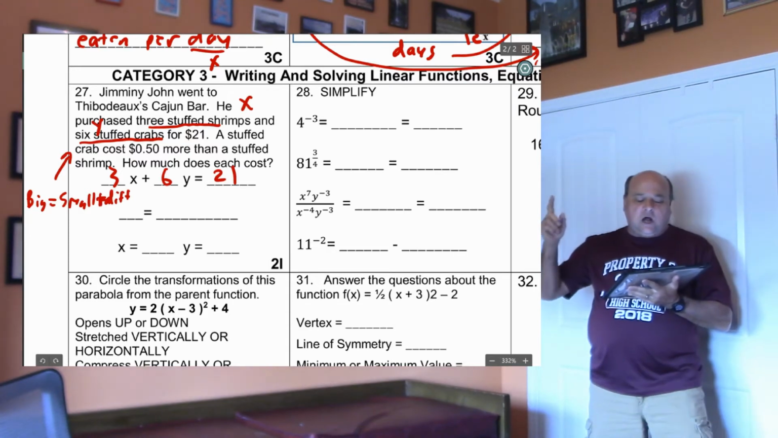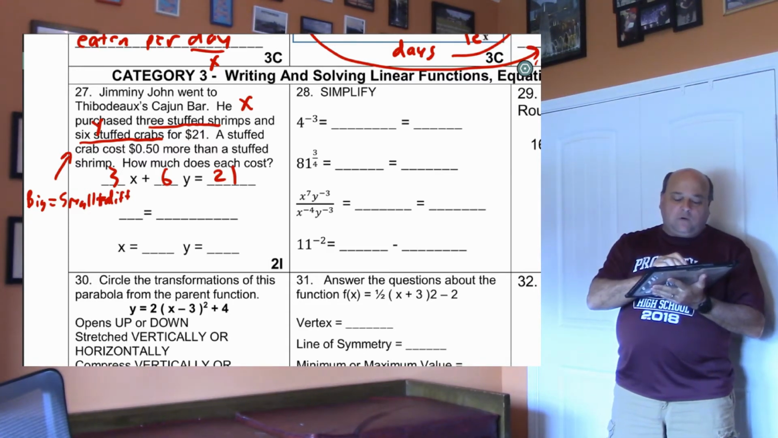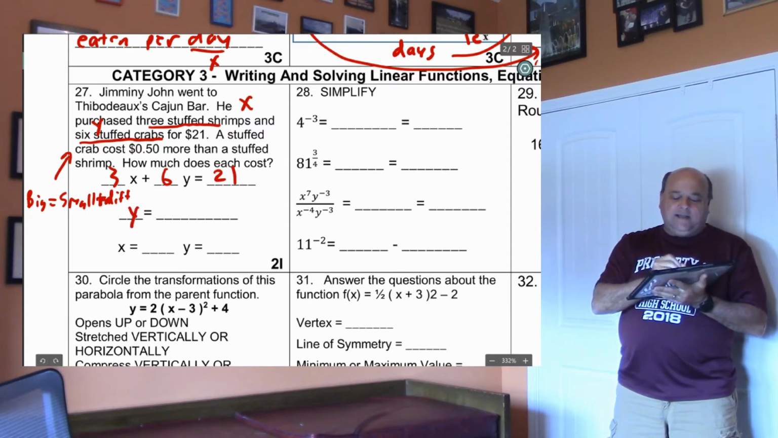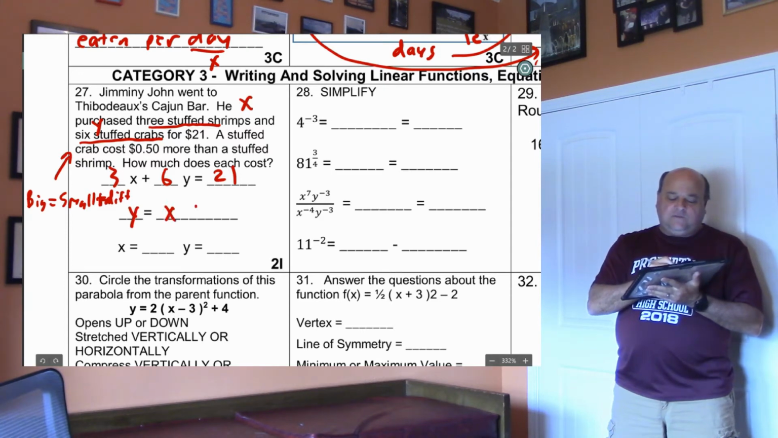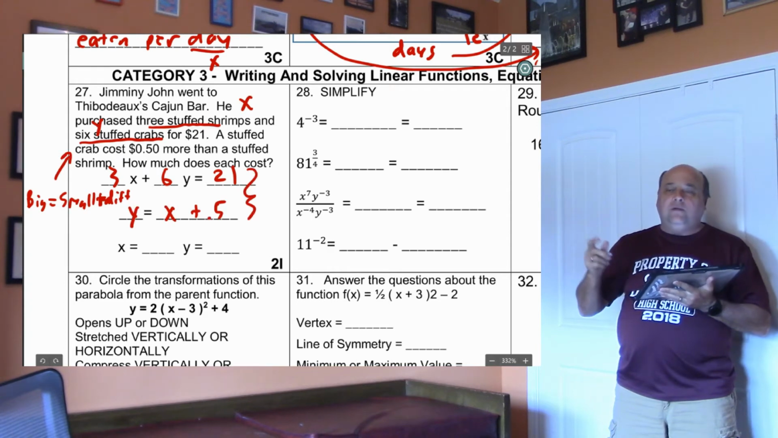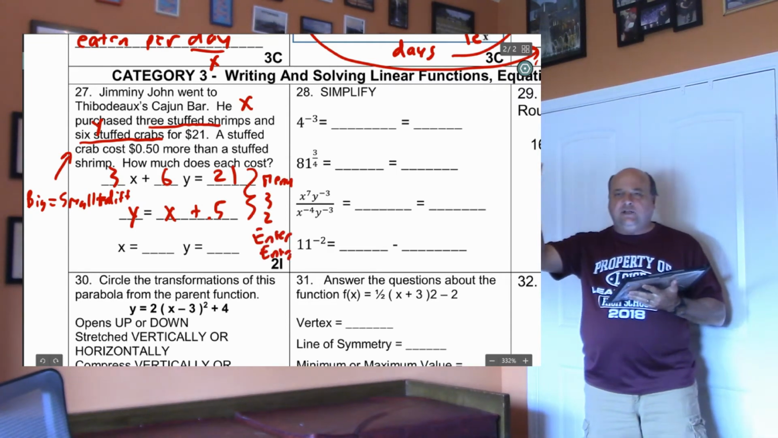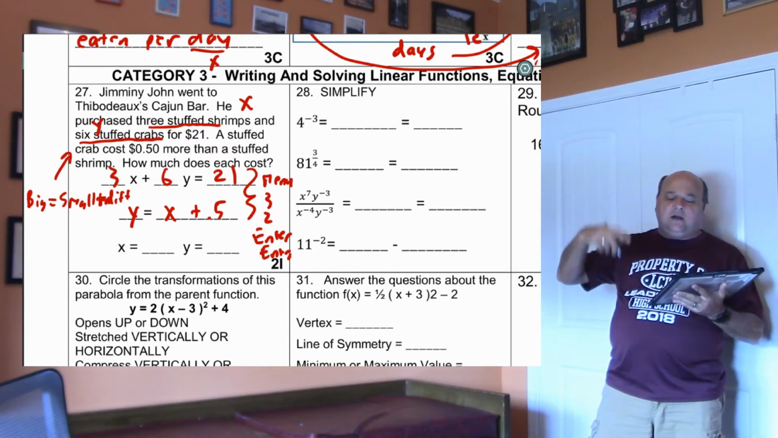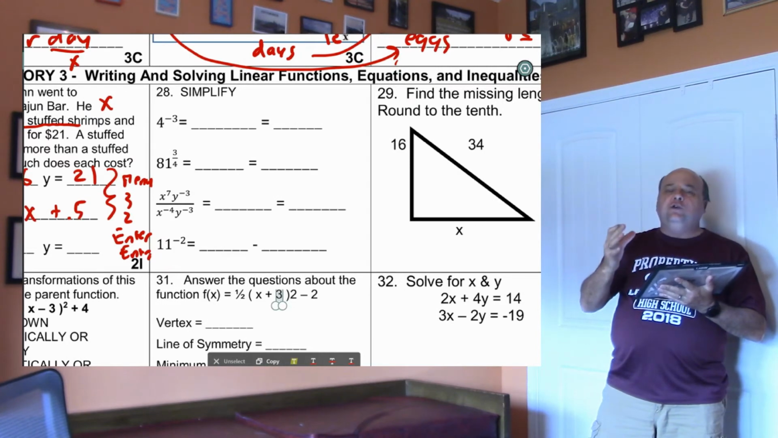So which one costs the most? A stuffed crab costs more. So our stuffed crab was y. So y is going to be equal to the shrimp x plus the 50 cents, right? Now then, you will type those two in the calculator and do menu 3 to enter. Hit enter, enter, and then just type those in and get your x and y. Remember, when you use the calculator, you've got to use your x and y.